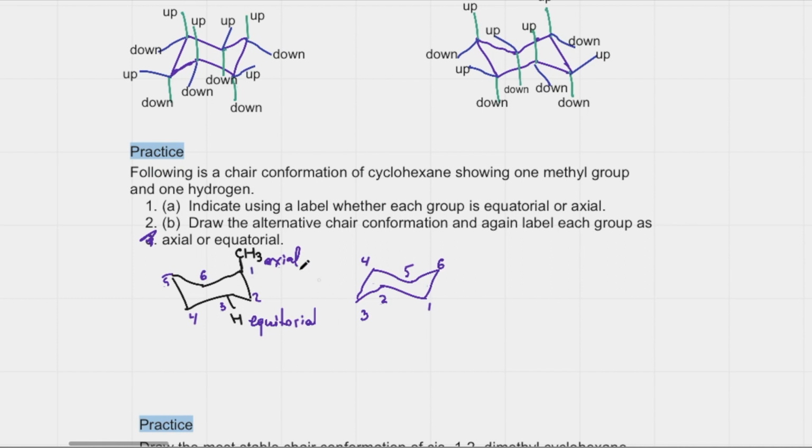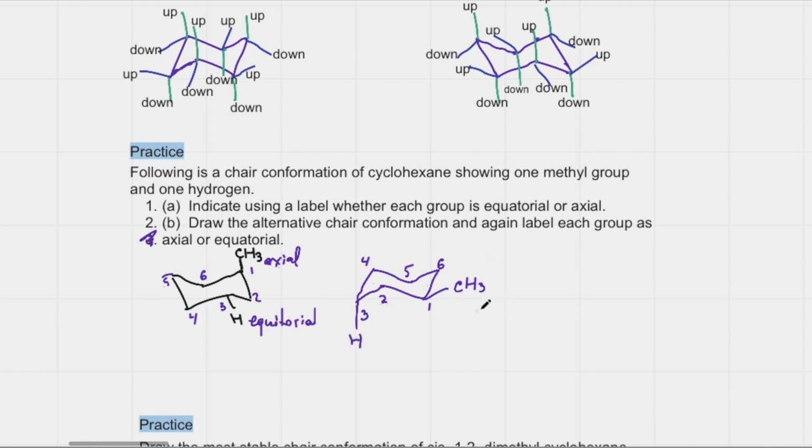My 1 is up. So where is up on this position? Well, up on this position is this way. It is parallel to this line. So this must be my methyl. And let's go ahead and do hydrogen. Hydrogen is on number 3 and it's down. What is down on number 3? It's straight down. So this is my hydrogen.